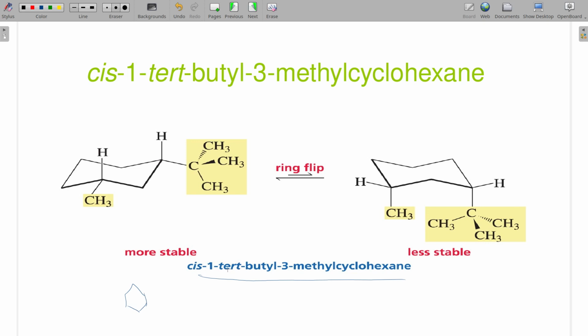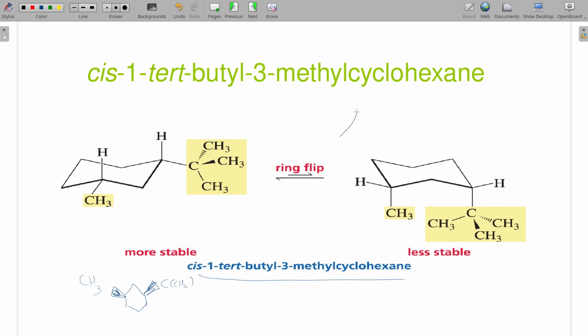And it says cis, tert-butyl, and 3-methyl, so 1 tert-butyl, and I'm going to draw it with a wedge. And I'm just going to do CCH3. 1, 2, 3. Since it's cis, I'm going to draw these both as wedges. And this other one is CH3. Alright, so that's what I'm going to draw. And I came up with this drawing from the name.